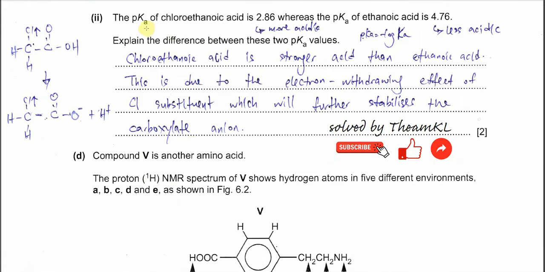Now, part 2. The pKa of chloroethanoic acid is 2.86, and the pKa for ethanoic acid is 4.76. So pKa is slightly different from Ka because it's a negative log Ka, means when it's a smaller value, it's a stronger acid, more acidic. So from this value, we know that chloroethanoic acid is more acidic, and ethanoic acid is less acidic. So explain the difference between these two pKa values. Okay, so first, you need to mention which one is stronger. So chloroethanoic acid is stronger than ethanoic acid.